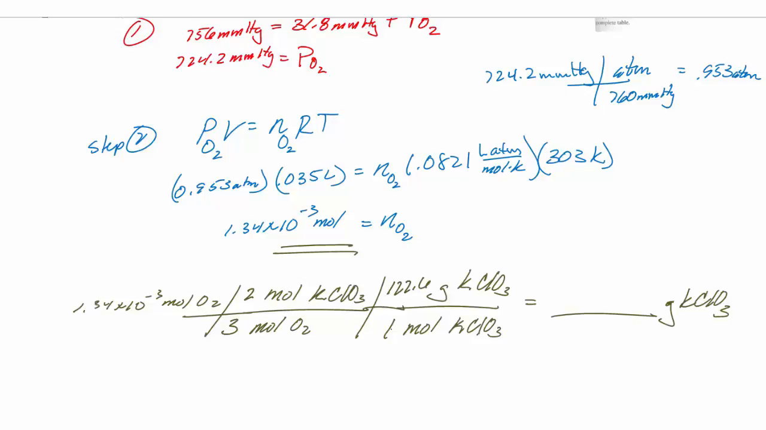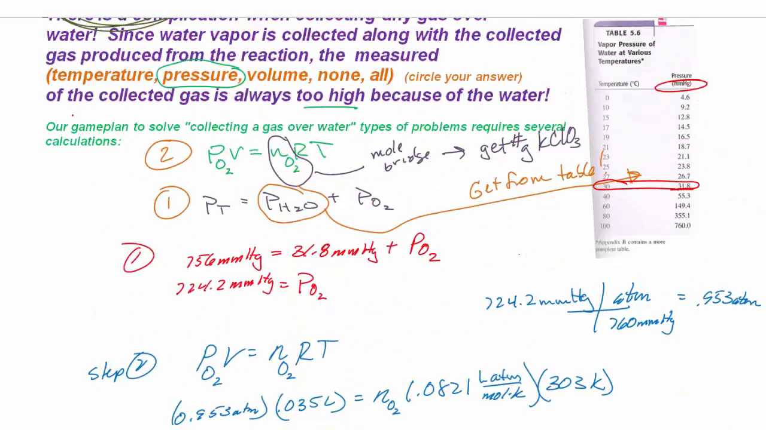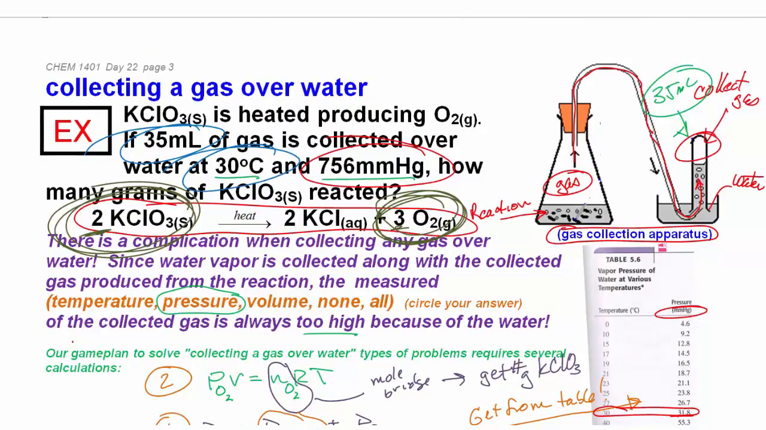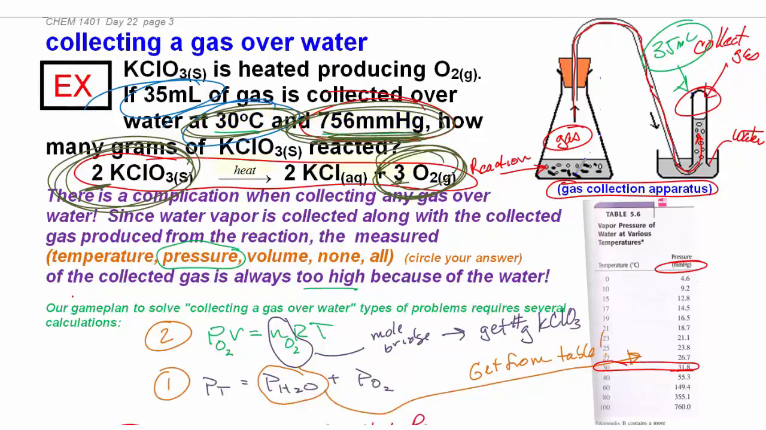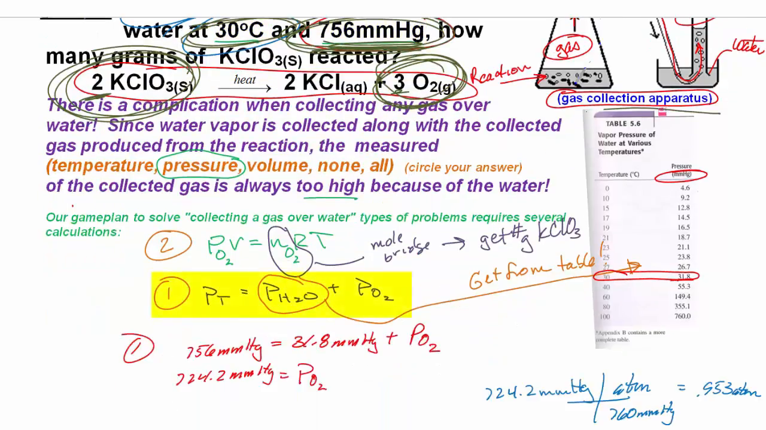So in the end, you get about 0.11 gram potassium chlorate. So collecting 35 mils of gas in this apparatus, we knew the pressure and we knew the temperature. We subtracted, this pressure was too high because it also collected water. So we had to subtract out the pressure due to the water. So they always have to give you a table of all these water pressures so you can do that.